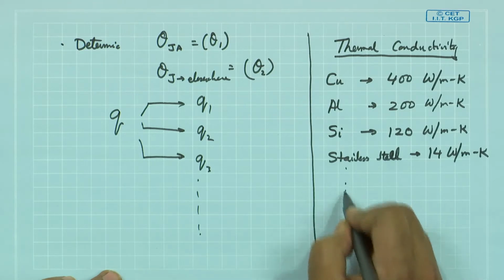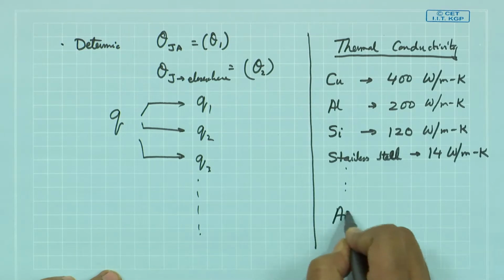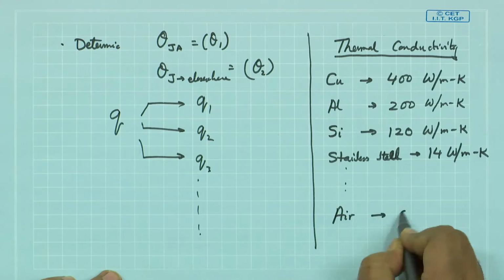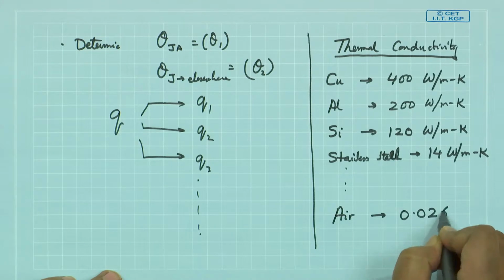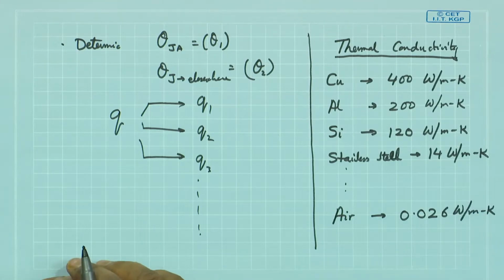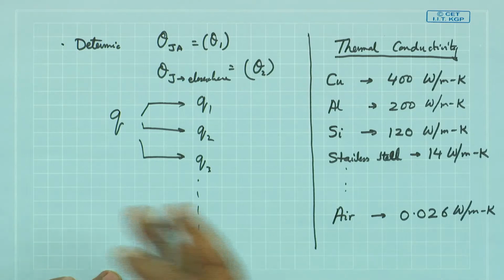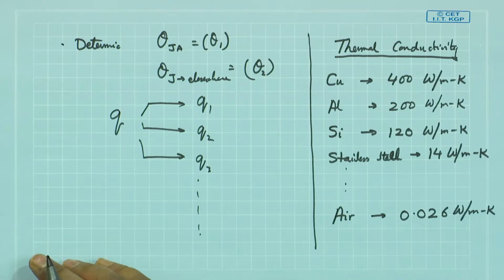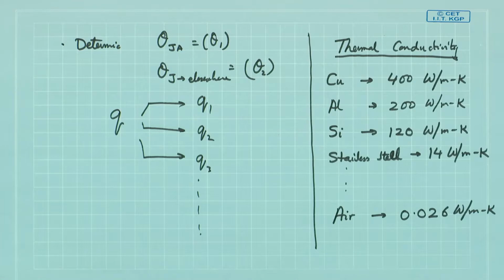Air at room temperature, 0.026. Water, single digit of decimal. So, this gives you a feel for what is a good conductor, what is a bad conductor, and so on. This also tells you why we have double glass windows.